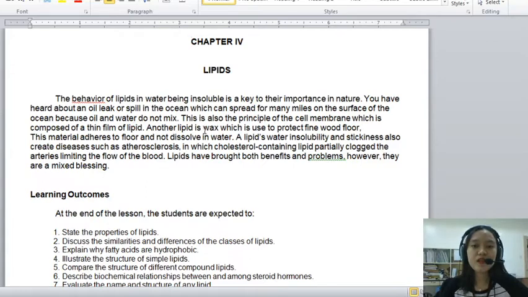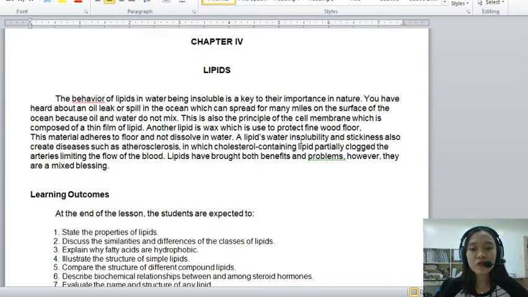So another lipid is wax, which is used to protect fine wood floors. Okay, so yung pinapahid sa sahig, iba-ibang color, you have red or pwede ring white. So this material adheres to the floor and is not dissolved in water.